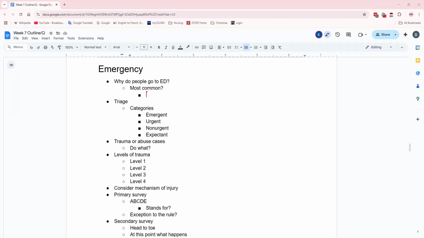Okay, so now into emergency, we're just gonna start off pretty simple. Why would someone go to the ED in the first place? Other than DKA and the above, what's your most common reason people show up? If you look at the notes, a lot of times it's chest pain. I always see chest pain, but that might just be because of the floor I'm on.